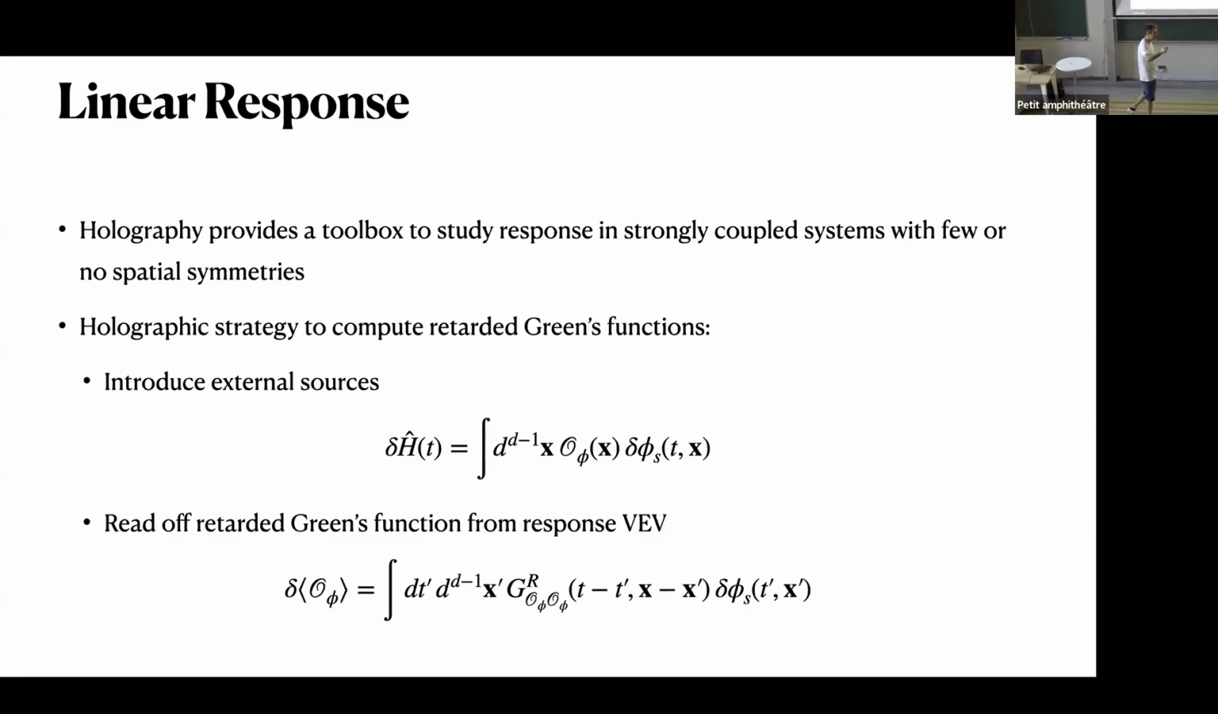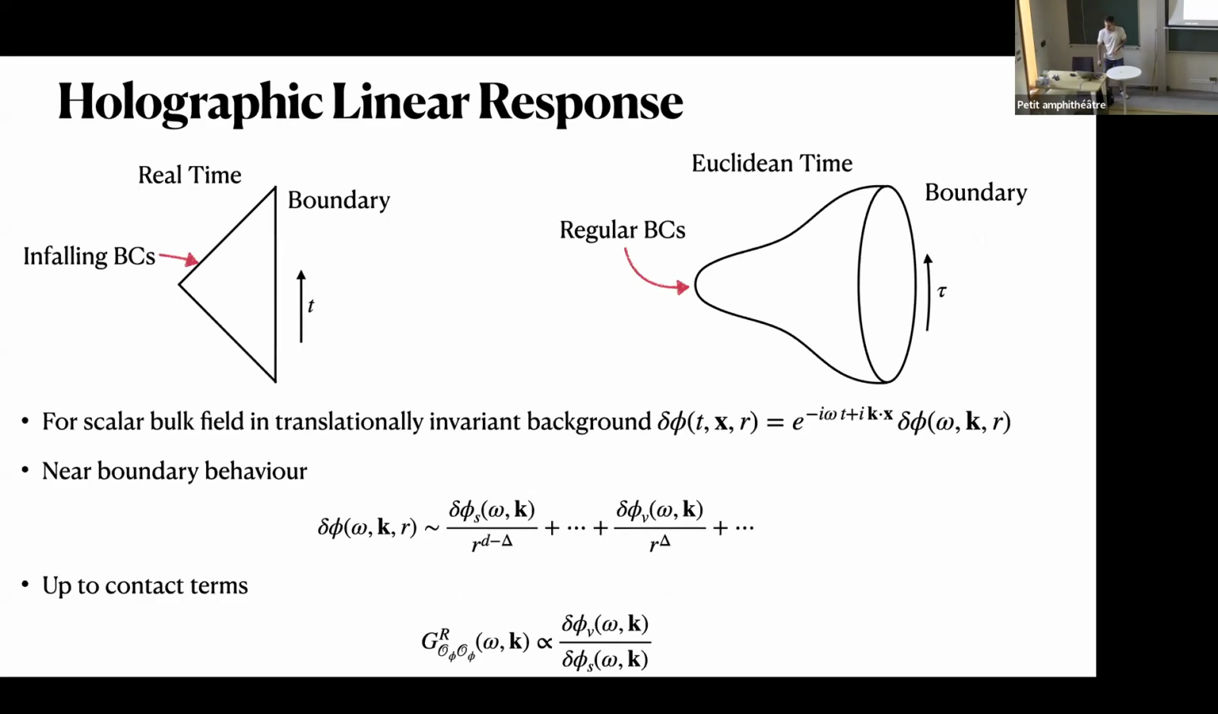You can introduce time-dependent or whatever source you want on the boundary. The VEVs of the system will be slightly moved away from the equilibrium values. This is what I naturally read from holography, the VEVs. And if I take functional derivatives of the VEVs with respect to the sources, that will compute for me the retarded Green's function. You just solve linearized PDEs for this.